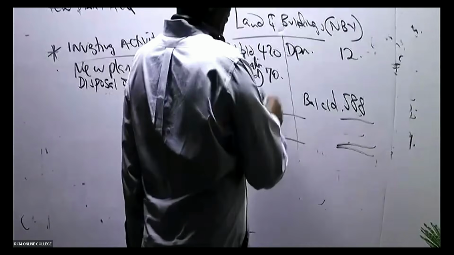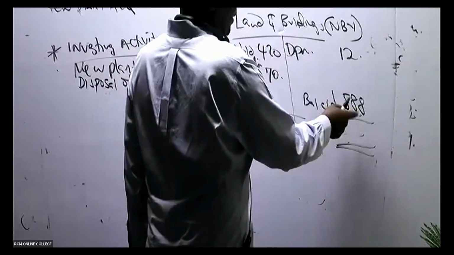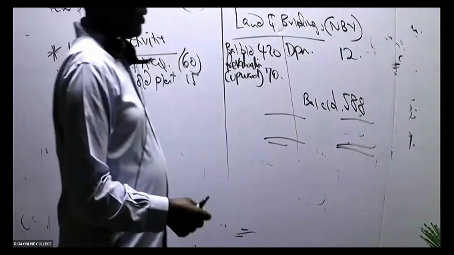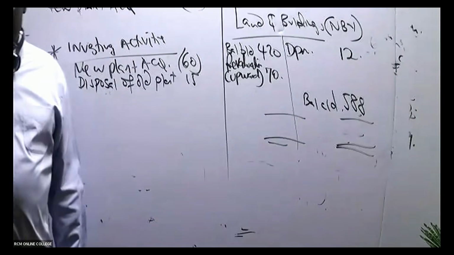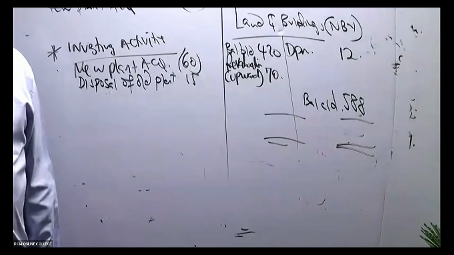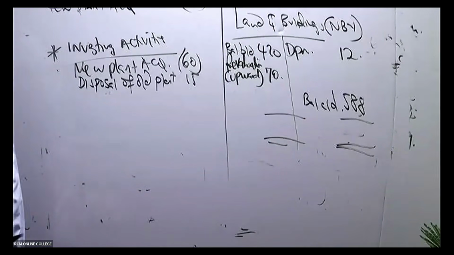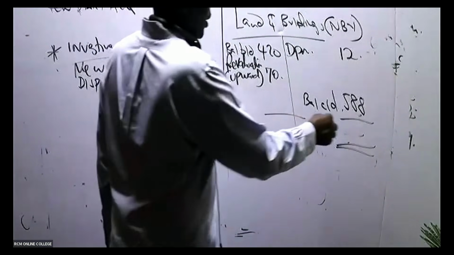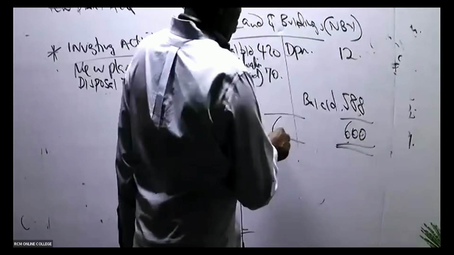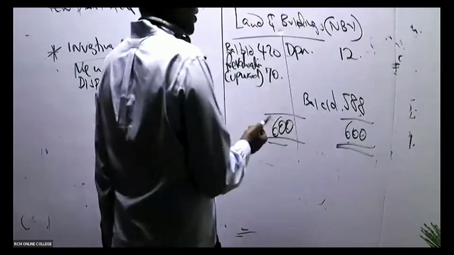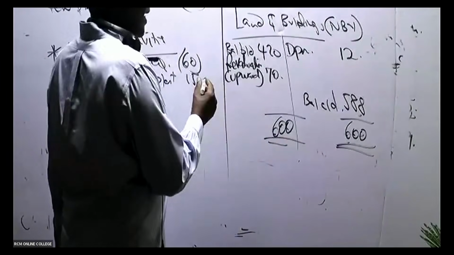So this 490, of course, this side will be heavier. So 588 plus 12 gives me what here, somebody? 588 plus 12 will give me what figure? 600. So both sides are 600.